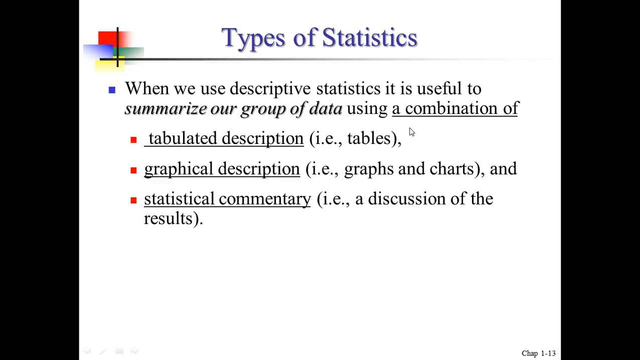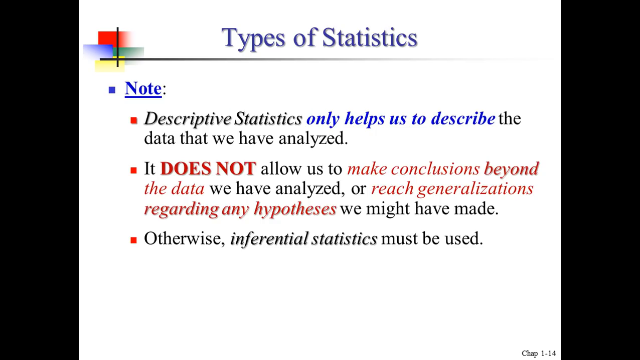When we use descriptive statistics, it is useful to summarize our group of data by using these three forms: tables, graphs or charts, or writing a discussion. Note: descriptive statistics only help us to describe the data that we have analyzed. Describe the data, describe the result that we already calculated. It does not allow us to make conclusions beyond the data that we have analyzed, or reach generalizations regarding any hypothesis we might have made.